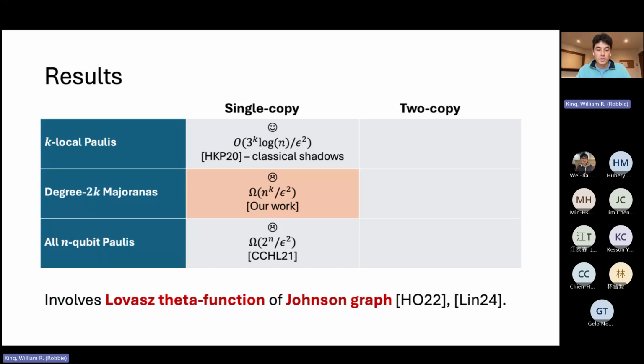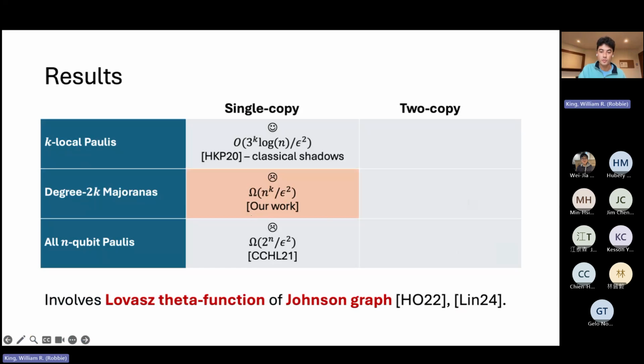So the first thing we can do is show a similar theorem for the case of the local fermionic operators. We can show that single copies, in fact, are not sufficient in order to get this log n scaling. By the way, how many k-local Paulis are there? So m here is n to the k in the first two cases, and in the last case, it's 4 to the n. So you have to shift how you judge these sample complexities by how many observables we're trying to output.